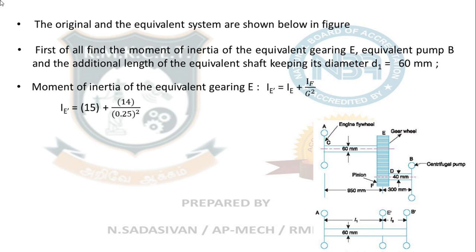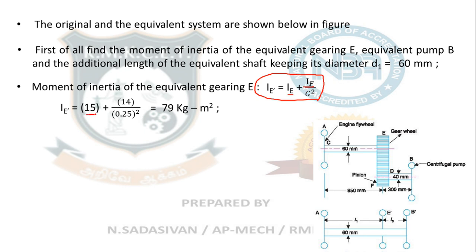15 plus 14 by 0.25 square. So 79. In such problems, make a note of this formula. For replacing the gear systems, the driving is kept as it is, and the driven is divided by the speed ratio. That is your general formula, square of speed ratio.